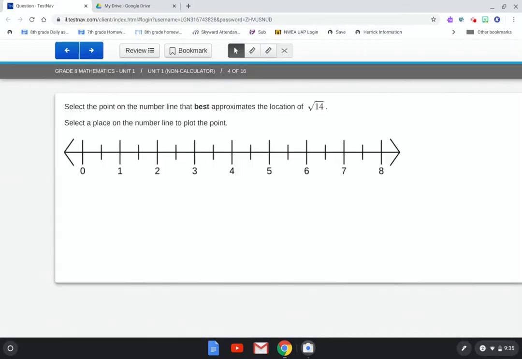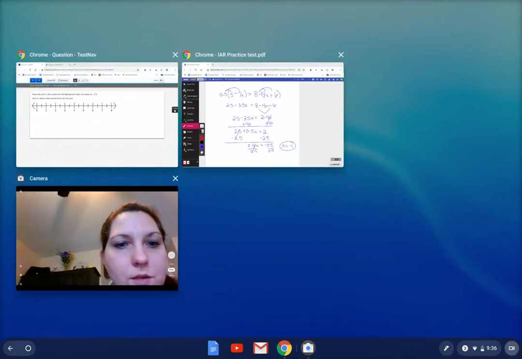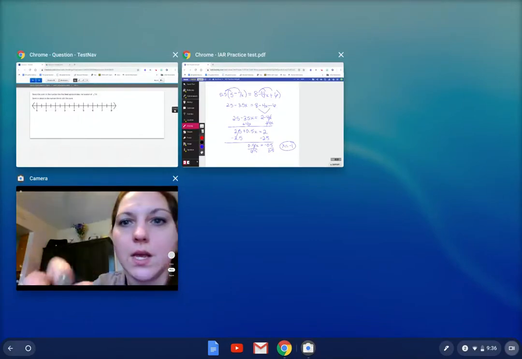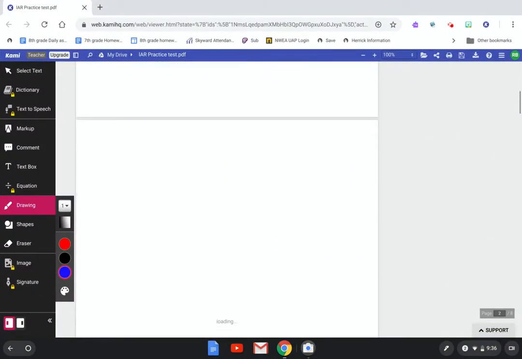Next question. Okay, this one's a tricky one. We have to figure out the best approximate to locate the square root of 14, and we're doing this without a calculator. So let me minimize my screen here so I can write on this paper. So I have the square root of 14.